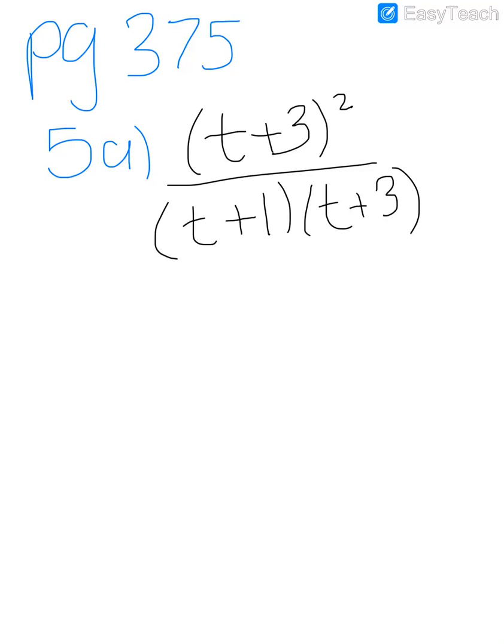Here's homework question 5A from lesson 1 in your workbook on page 375. So it says for number 5, reduce to lowest terms and state the restrictions on the variables. So I always like doing the restrictions first.